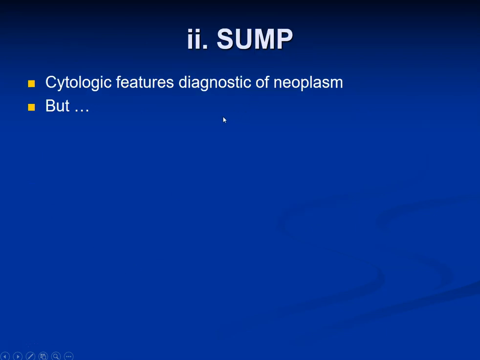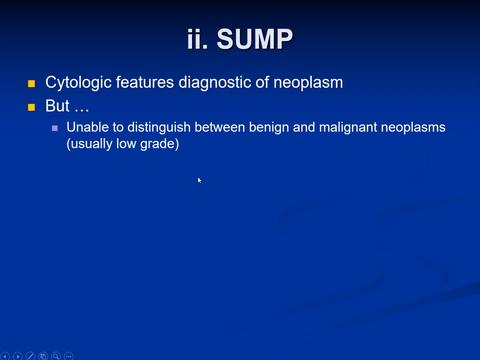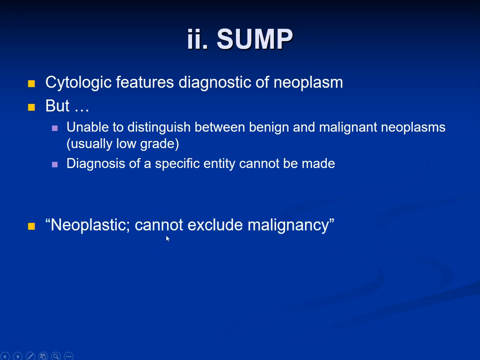Now, the second subcategory is SUMP. This is where we are sure that we are dealing with a neoplasm. However, we cannot distinguish between benign and malignant neoplasms. Therefore, usually the cells are well differentiated, which means we are looking at low-grade neoplasms, and the diagnosis of a specific entity cannot be made. In other words, we are saying this is a tumor, but we can't exclude the possibility of a malignant tumor, and it is usually low grade.